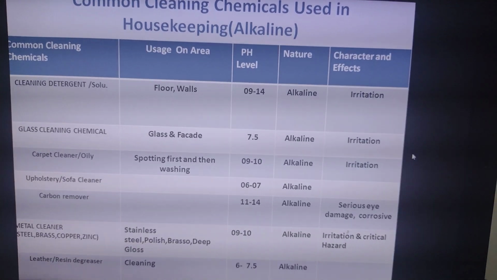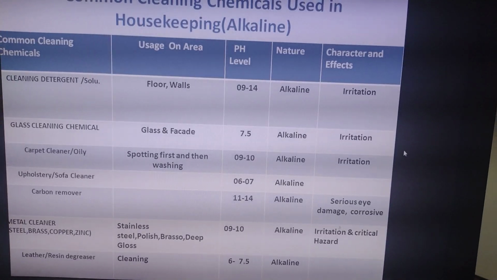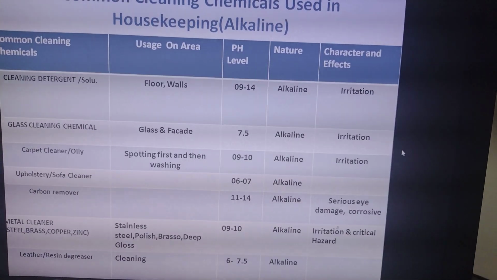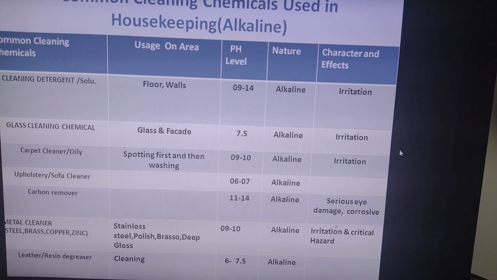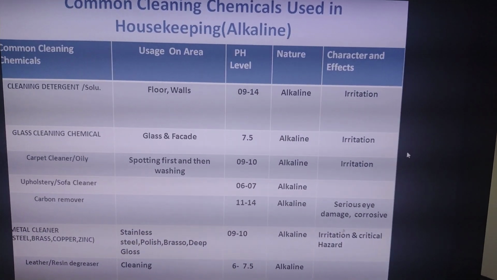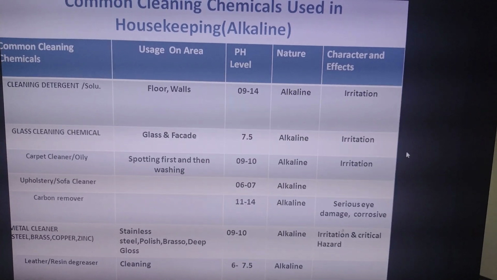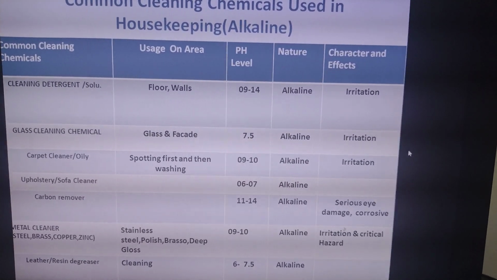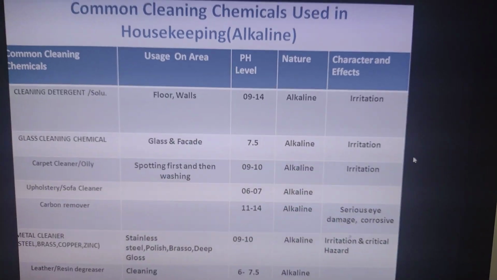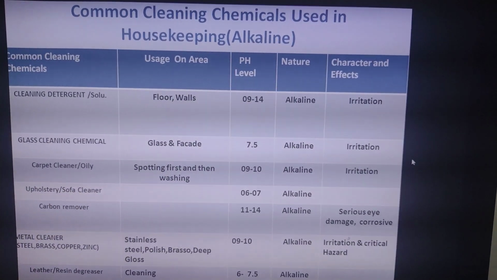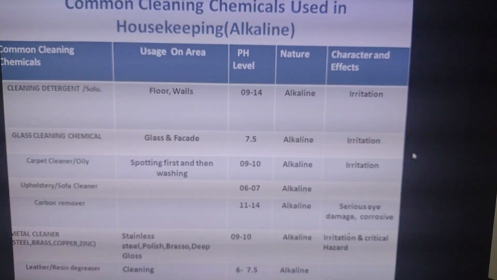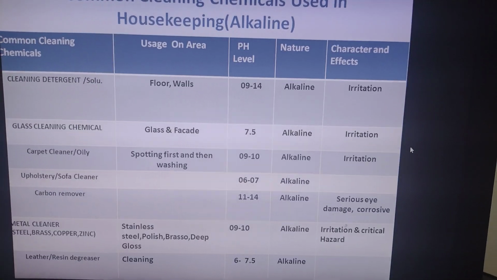I will not take the brand name of any chemical, but you understand that the cleaning detergent which is used for cleaning of floors and walls has a pH level from 9 to 14. These are alkaline in nature, and more exposure to these chemicals can cause irritation. So housekeeping and cleaning staff are recommended to use gloves and masks properly while using these chemicals.